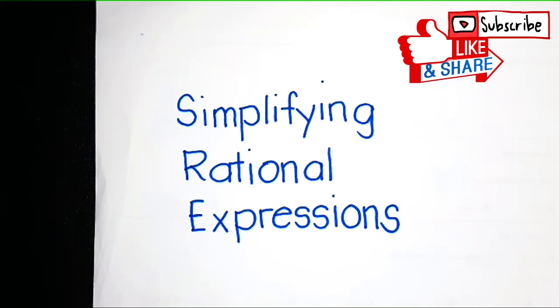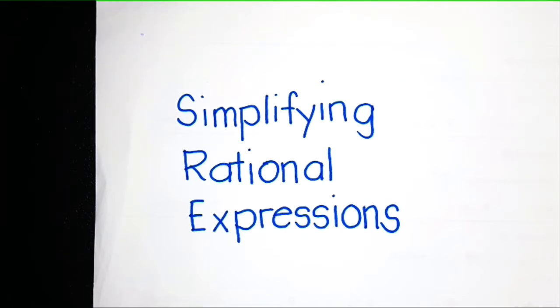So let me help you on how to simplify rational expressions. So how do we really simplify rational expressions? Well, all you have to do is to be able to factor the numerator and then the denominator, and then you have to cancel out common factors. All right? Okay.